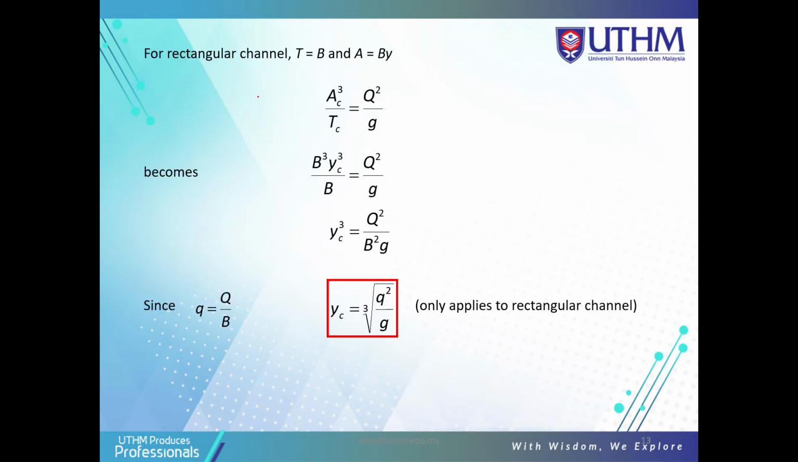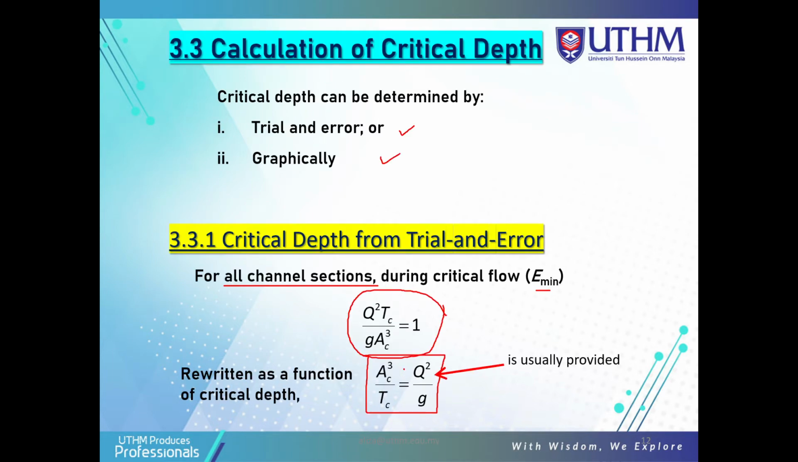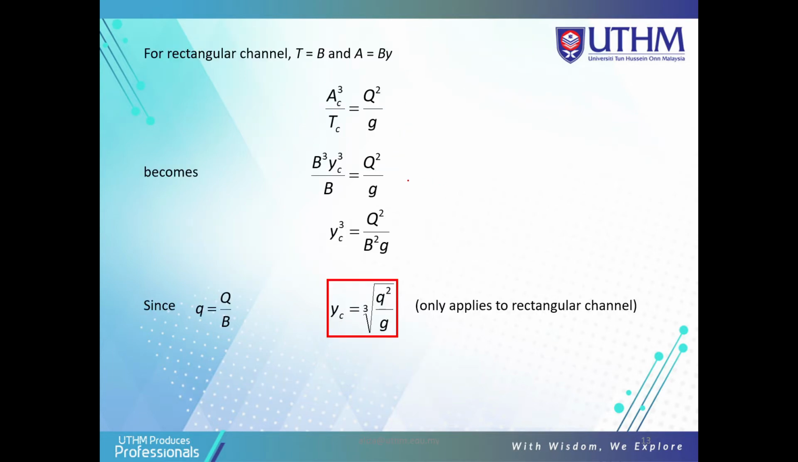For a rectangular channel, with T equal to B and A equal to BY, it becomes this, with AC here and Q squared here. So from this formula, this one is for all sections.